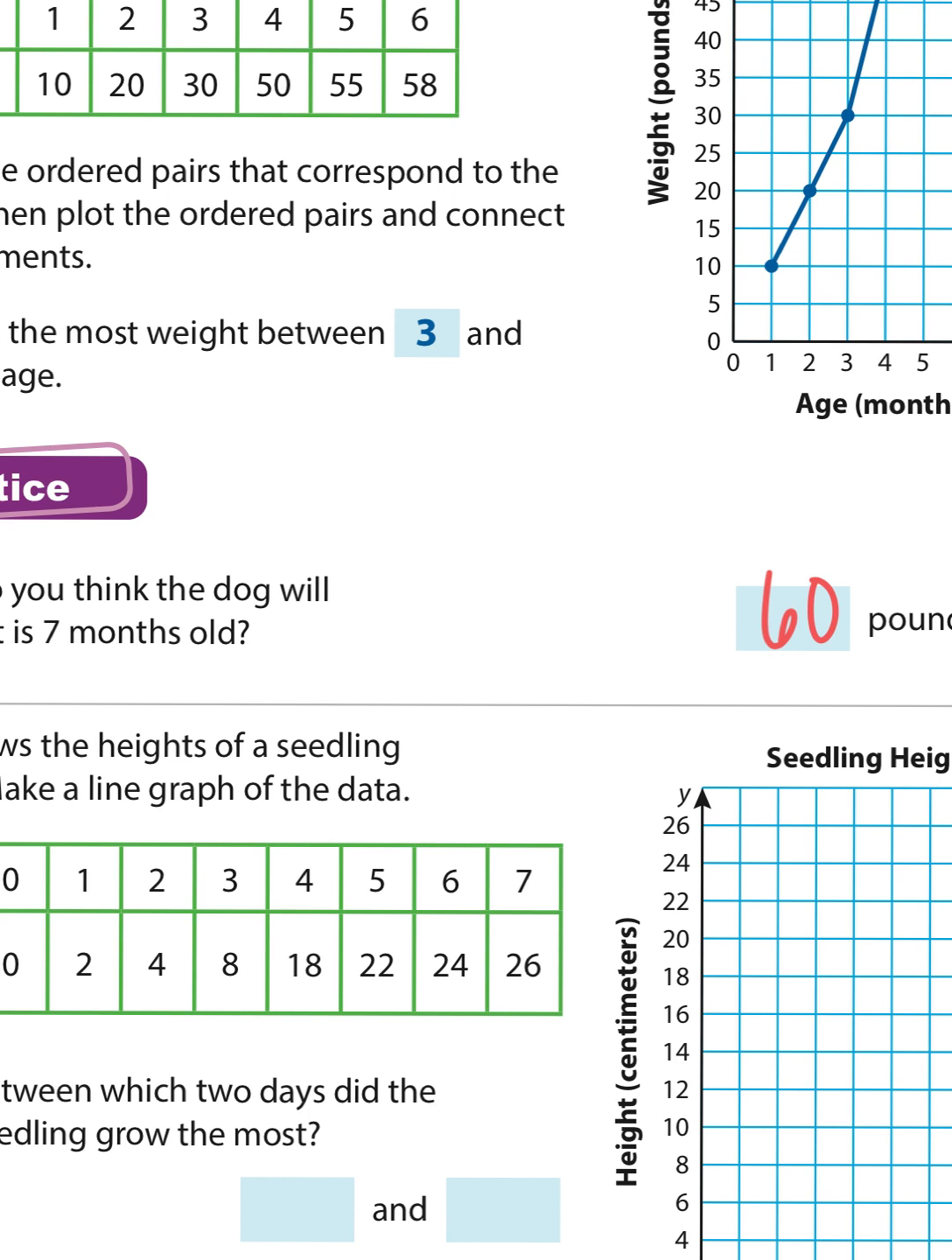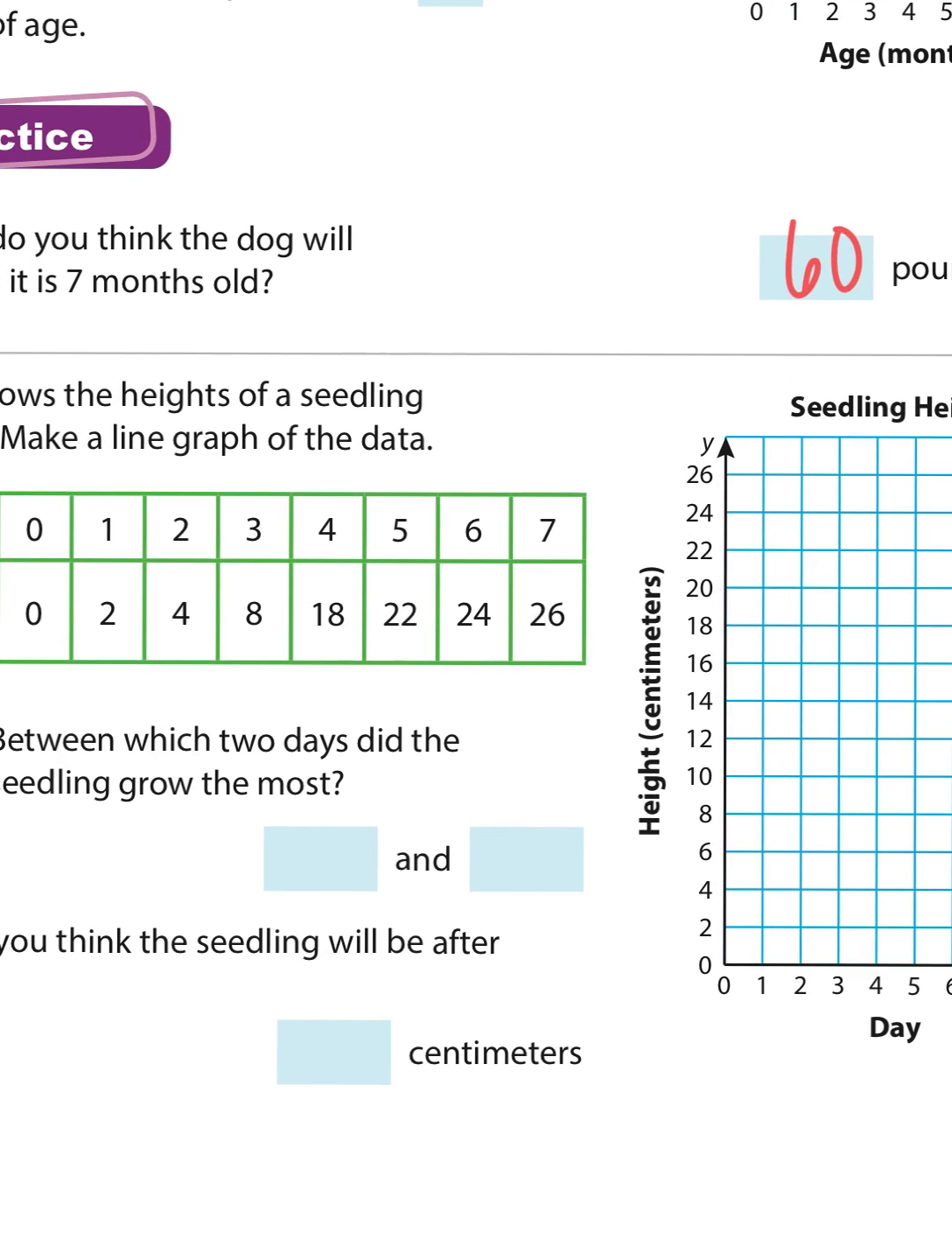All right, number 2. The table shows the heights of a seedling over 7 days. What's a seedling? It's like a baby plant. The thing that you buy from the store and you put it in the ground. Okay, yes. So it sprouts. It's like a little sprout from a seed. It's a seedling, teeny tiny little baby plant. Okay. So day 0, before it sprouts, it has no height. It is just 0 centimeters. Okay, that makes sense, right?